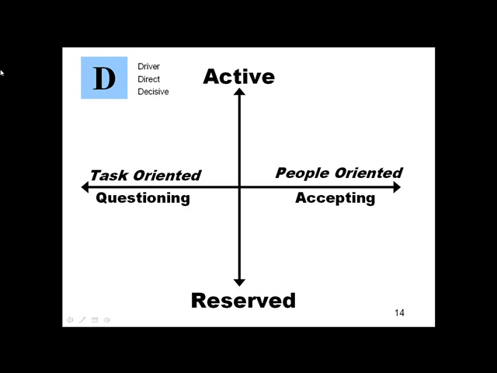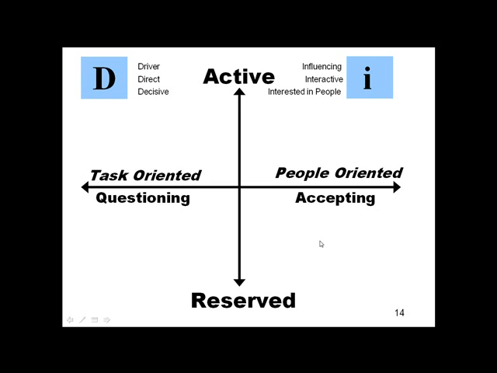We also have those who are more active, but more people-oriented or accepting than those around them. And that's the high I personality. High I stands for influencing. Could also stand for interactive or interested in people. And that's your high I.